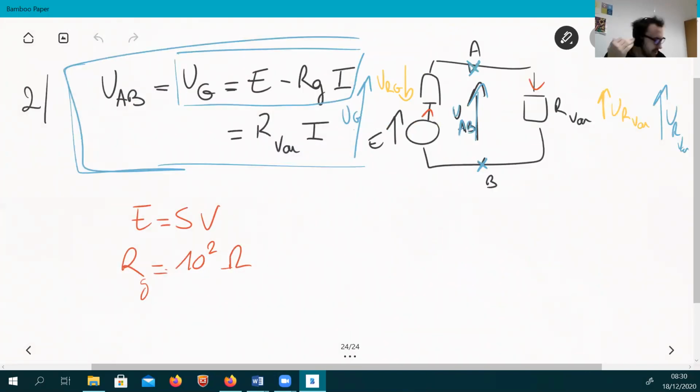Is there any question on this drawing, characteristics, parameters? Nothing?